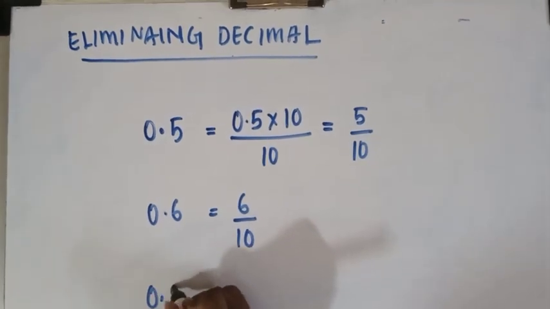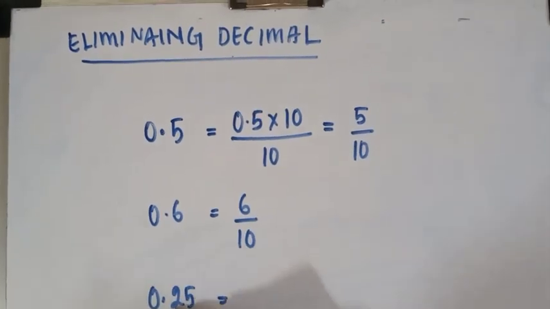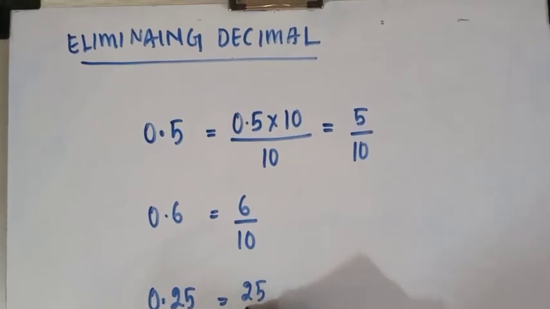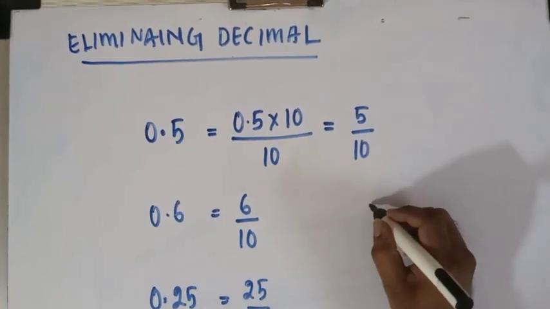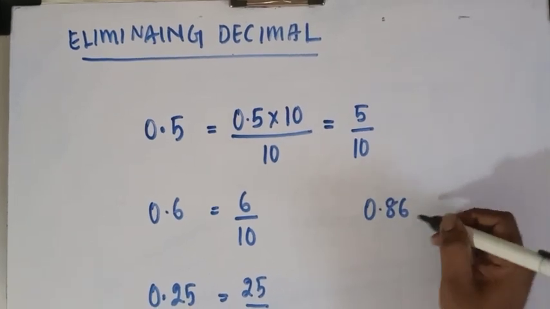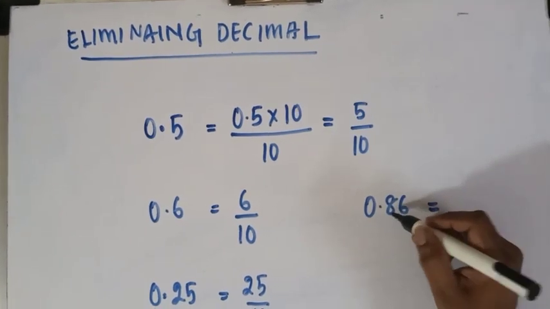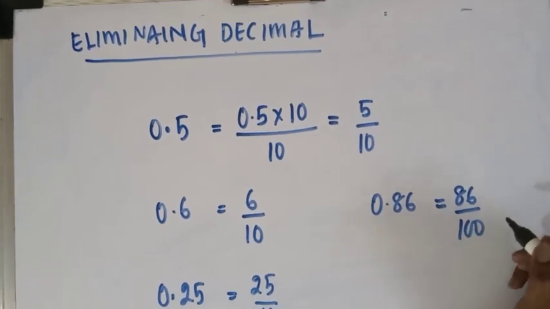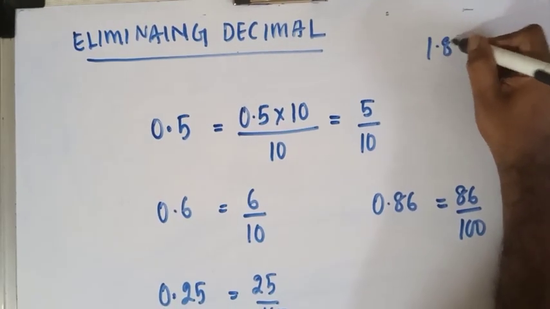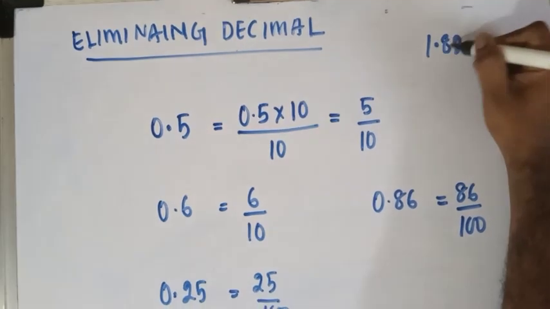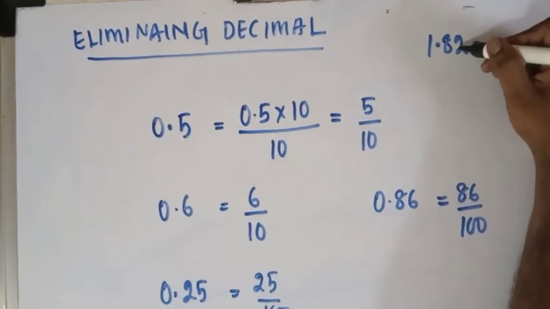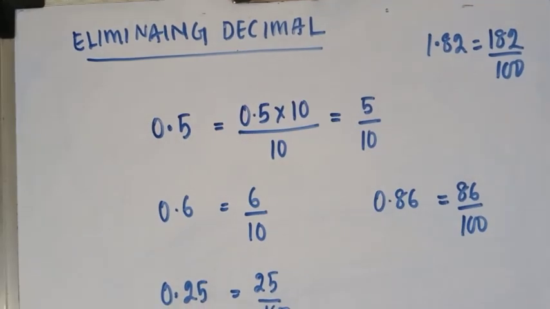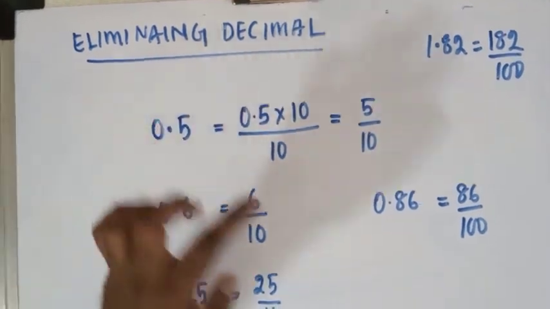If it is 0.25, what is the number after the decimal point? Two numbers. So it becomes 25 upon 100. Say if it is 0.86, what does this become? This becomes 86 upon 100. Now 1.82. After the point you have how many numbers? Two numbers. So it becomes 182 upon 100. This is how you remove the decimal point.